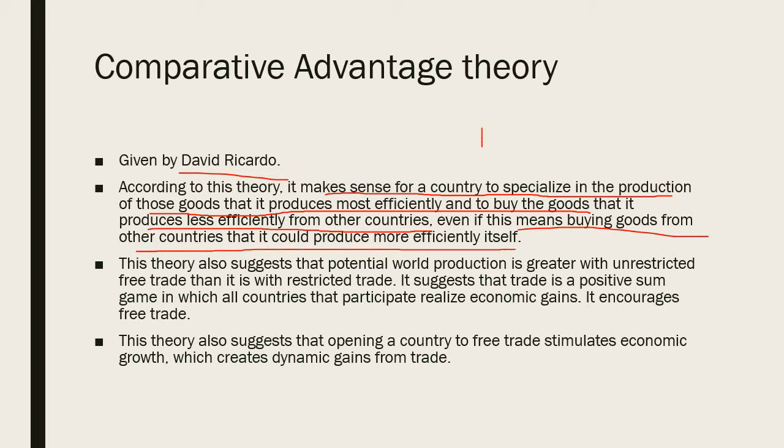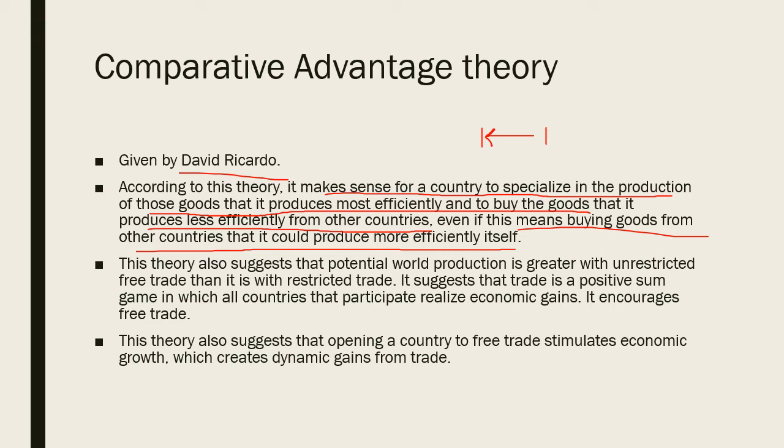Suppose this is one country and this is another country. If you are producing a good in which you have maximum advantage, then obviously you should manufacture it, and then you can export the good to other countries, right? And also you should buy goods from this country. You should buy goods from this country.